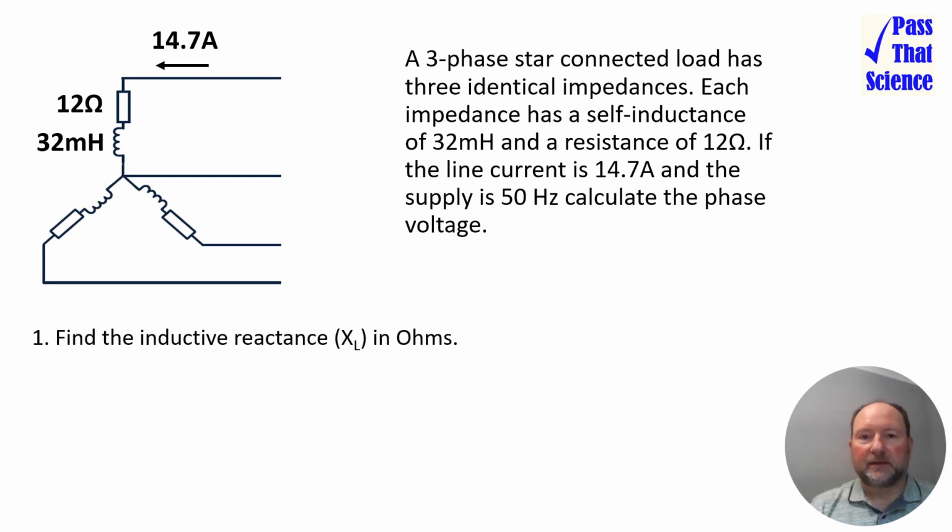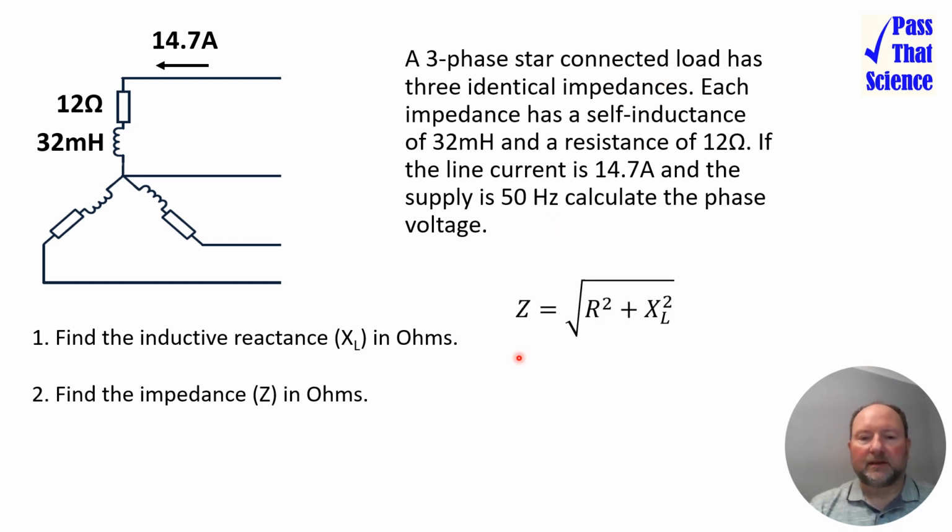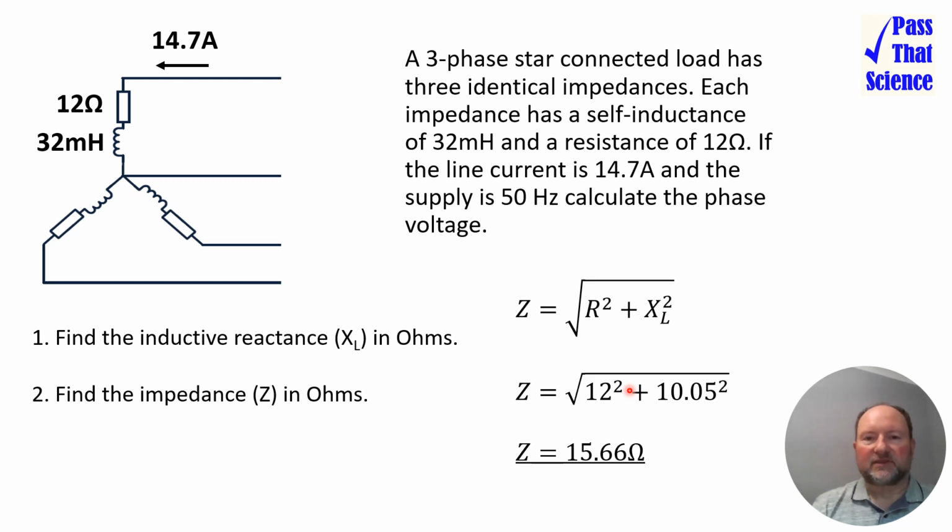Let's now work out the impedance, because we found the reactance. Again, it's formula based, so you're going to have to remember this formula. Z, the impedance, is the square root of R squared plus XL squared. We already worked out XL, and we need the resistance. From the question, the resistance is 12 ohms, and then the inductive reactance that we worked out previously. So R squared, that's 12 squared, XL squared is 10.05 squared. Add them together, square root the answer, and you will come out with 15.66 ohms.